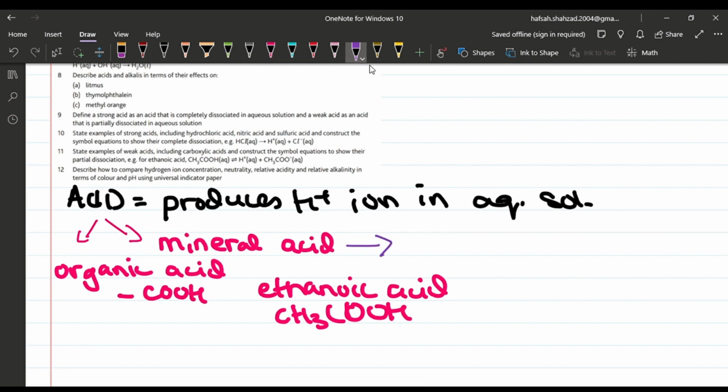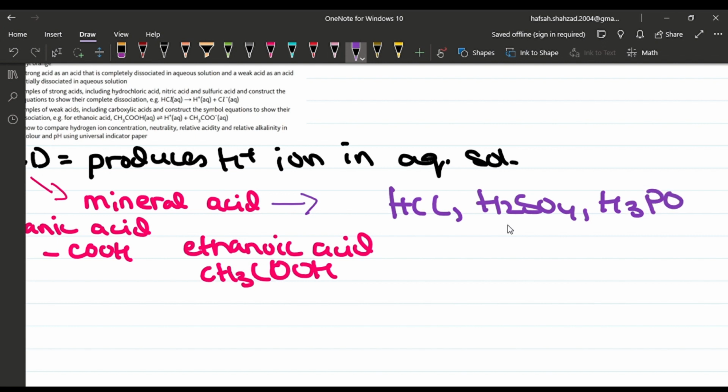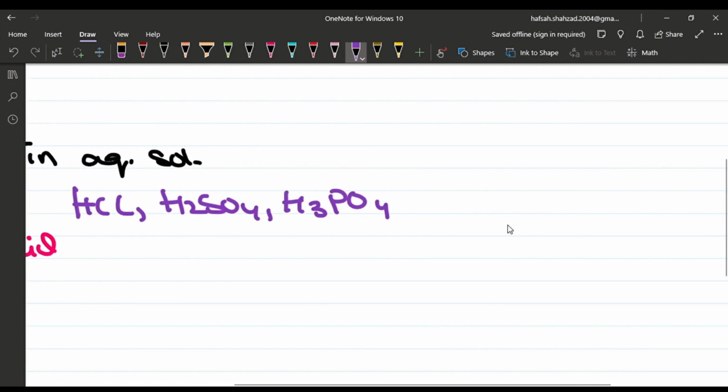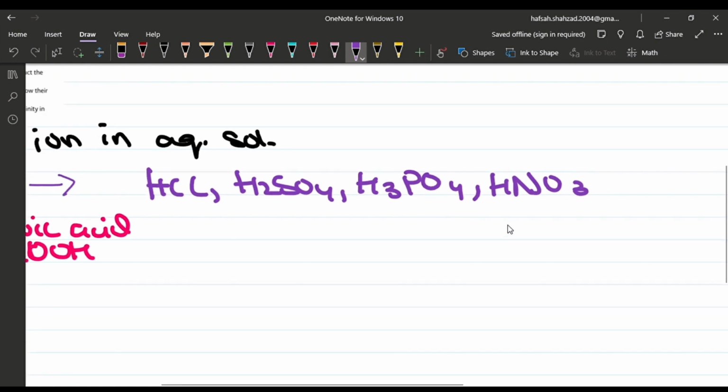Mineral acids are a very popular class of acids. These include one of the strongest acids known, HCl. They include H2SO4, which is sulfuric acid. They also include phosphoric acid, which is H3PO4, and lastly, again a common one, nitric acid, HNO3. These 4 are a few examples of mineral acids: hydrochloric acid, sulfuric acid, phosphoric acid, and nitric acid.